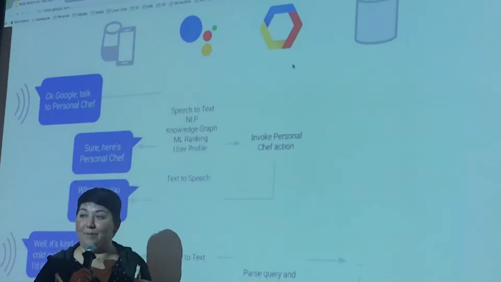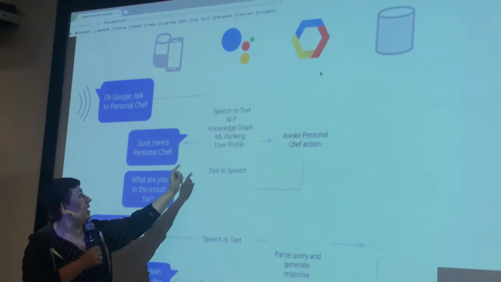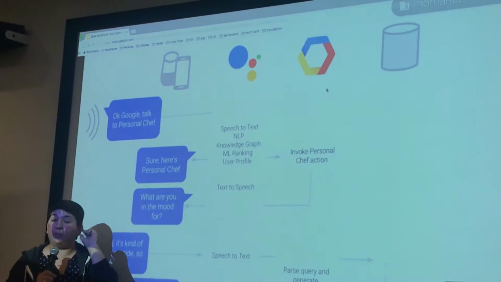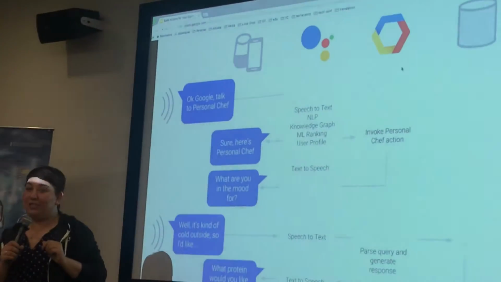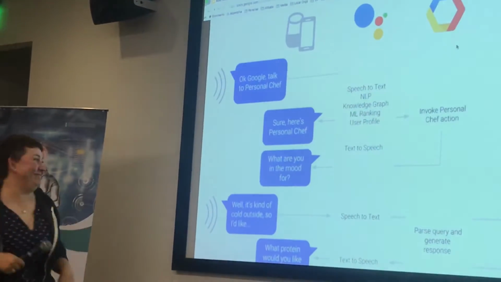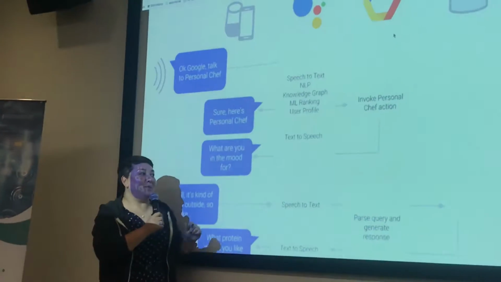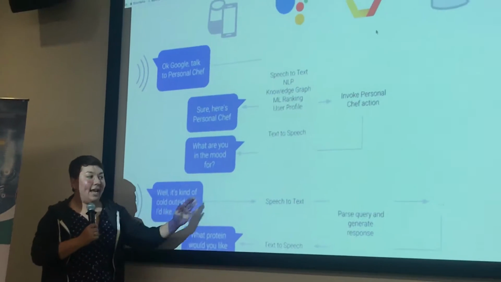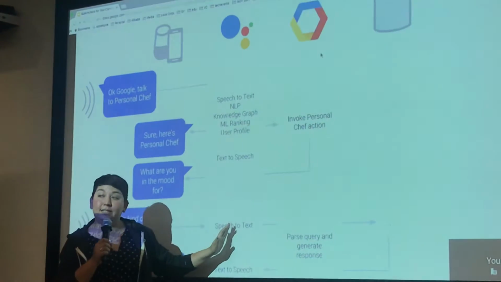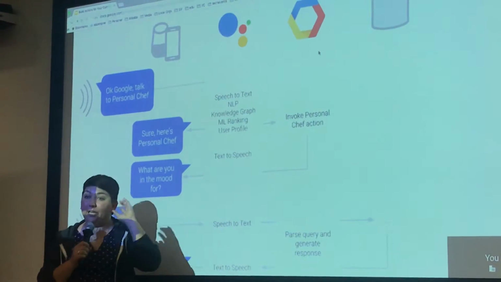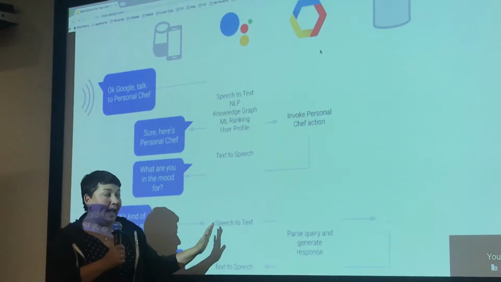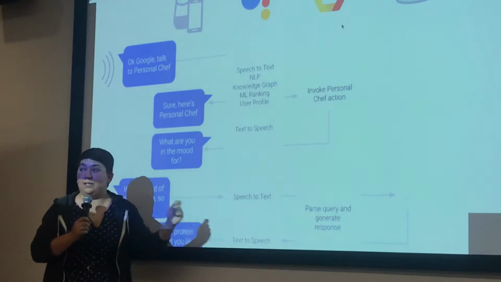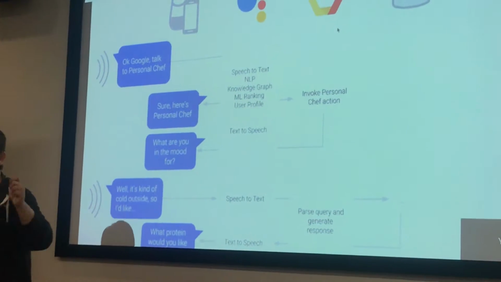So that action gets invoked, and we send back a response. That's when Google Assistant will say, "Sure, here's Personal Chef." There'll be what we call an earcon, which is an icon for your ears. Then it'll ask, "What are you in the mood for?" The user could say, "Well, it's kind of cold outside, this is what I like." All Assistant is doing is hearing the speech, translating it to text, and giving that to your server, and then you handle that. All Google Assistant is handling is the speech-to-text and text-to-speech.